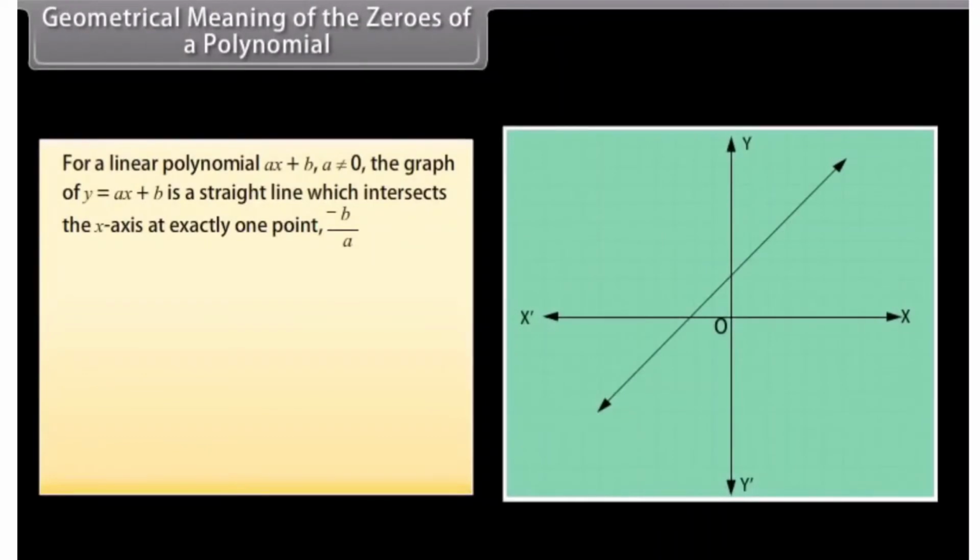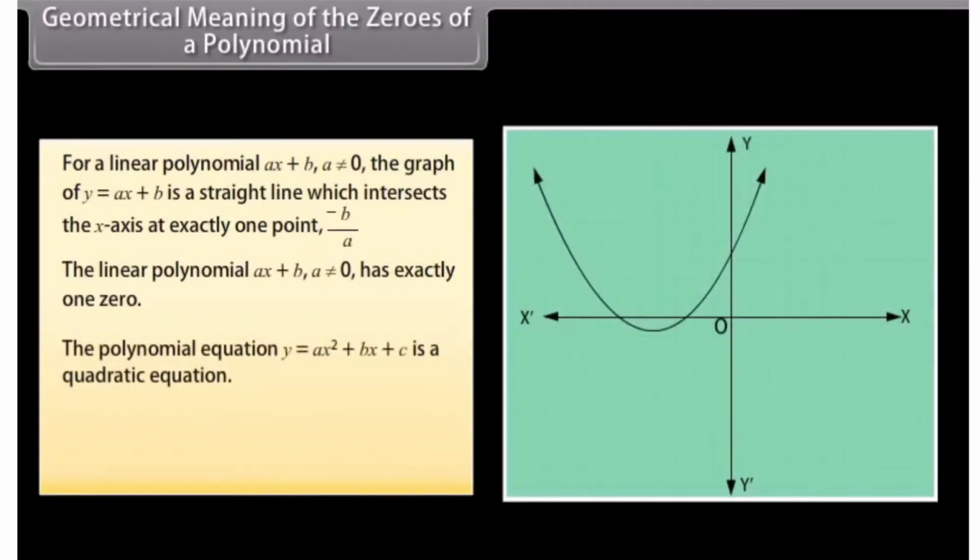Geometrical meaning of the zeros of a polynomial. For a linear polynomial ax + b, a is not equal to 0. The graph of y = ax + b is a straight line which intersects the x-axis at exactly one point, -b/a. Therefore, the linear polynomial ax + b, a is not equal to 0, has exactly 1 0.